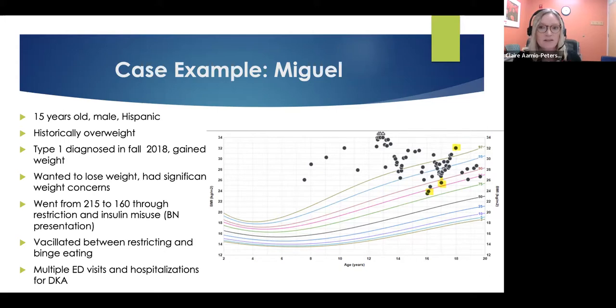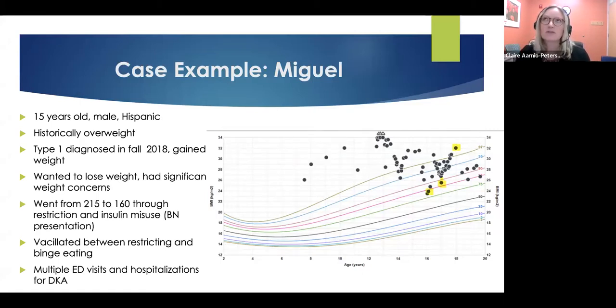The very last highlighted point was him decreasing his eating disorder behaviors, and that led to some weight gain. That last highlighted point was also the point at which he dropped out of treatment. Normally in case studies we're supposed to highlight a successful case. This was not a successful case. This is someone who dropped out of treatment, and you can see he fell right back off his growth curve. I don't know, because I was not continuing to work with him, but he likely lost a significant amount of weight through this cycle of restriction and insulin misuse.